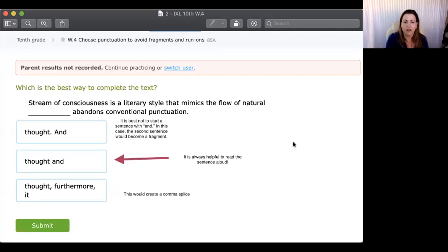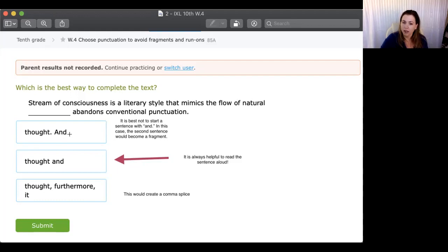Okay, the last example for this lesson that I'd like to address is from the 10th grade, W.4. The focus is choosing punctuation to avoid fragments and run-on sentences. So it's asking you, which is the best way to complete the text? Of course you look at the 3 options and then you read the sentence with the 3 different options. Are we ready? We're going to do it together. Stream of consciousness is a literary style that mimics the flow of natural thought and abandons conventional punctuation.